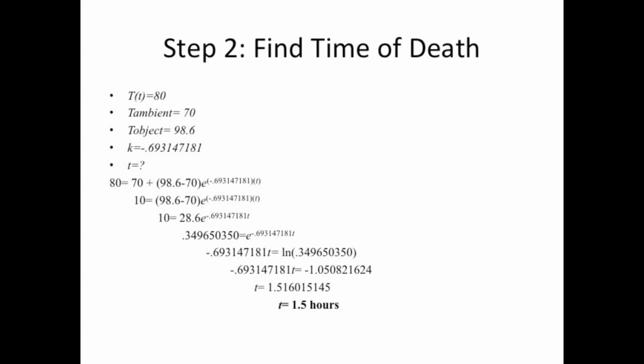The natural log of 0.349650350 is negative 1.050821624, which we then divide by negative 0.693147181 in order to find our t, and our t value is 1.516015145. Rounded to the nearest tenth, our t value is 1.5 hours.